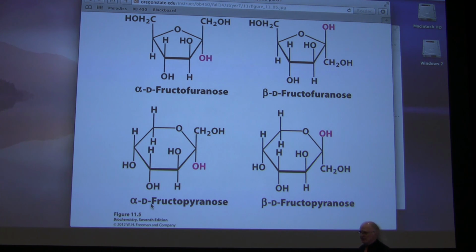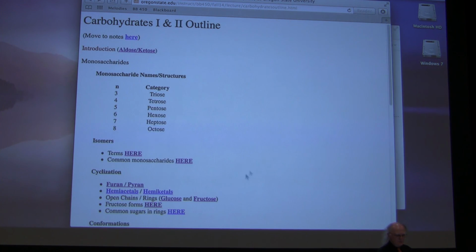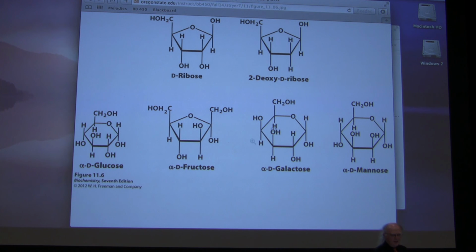There's a whole bunch of stuff you don't have to memorize. Actually, the top two you should know: alpha is down, beta is up. But you don't have to worry about fructose in the 6-membered ring. That's good news. The common structures you see in 6-membered rings are ribose, glucose, fructose, and galactose. I'm not making you learn mannose, so you're spared there. You don't need to know deoxy-D-ribose either.